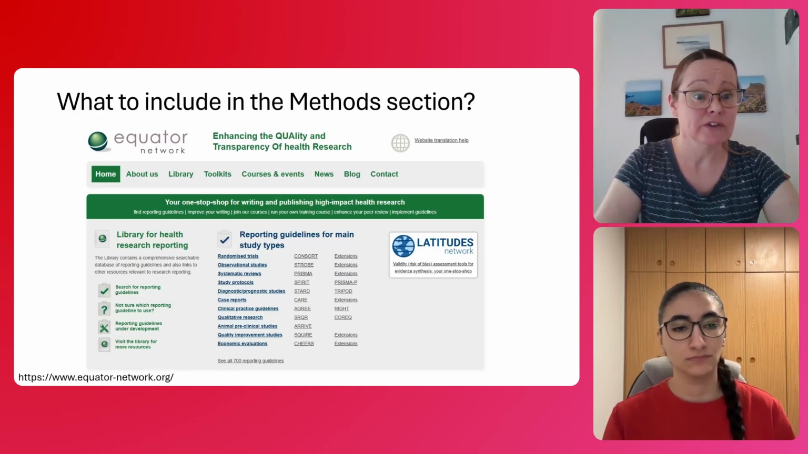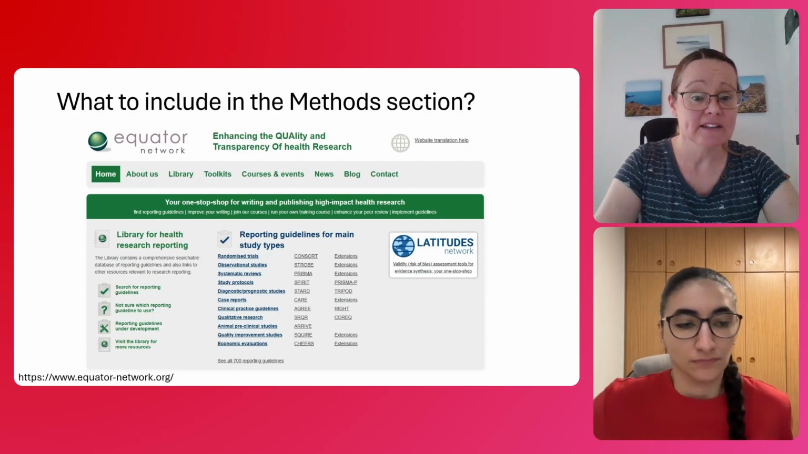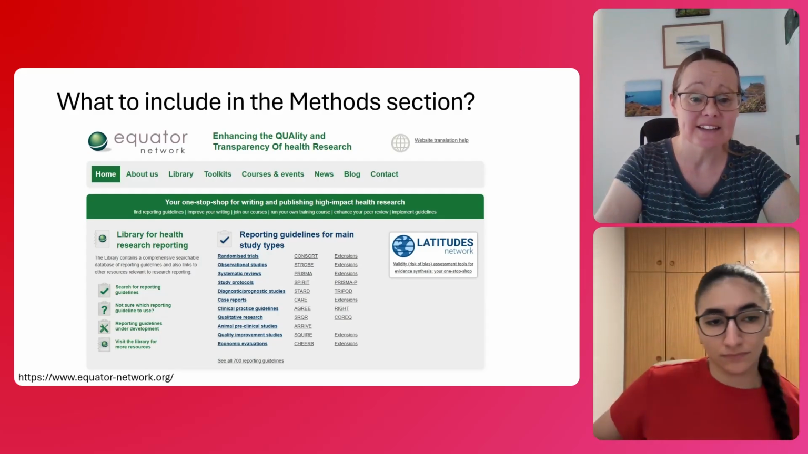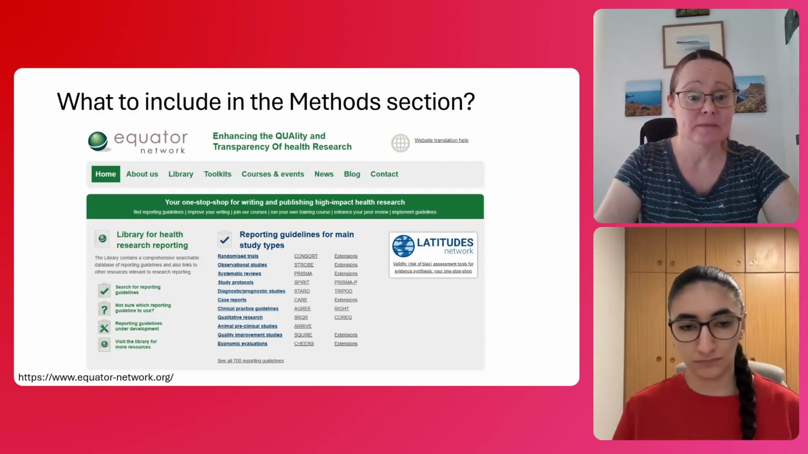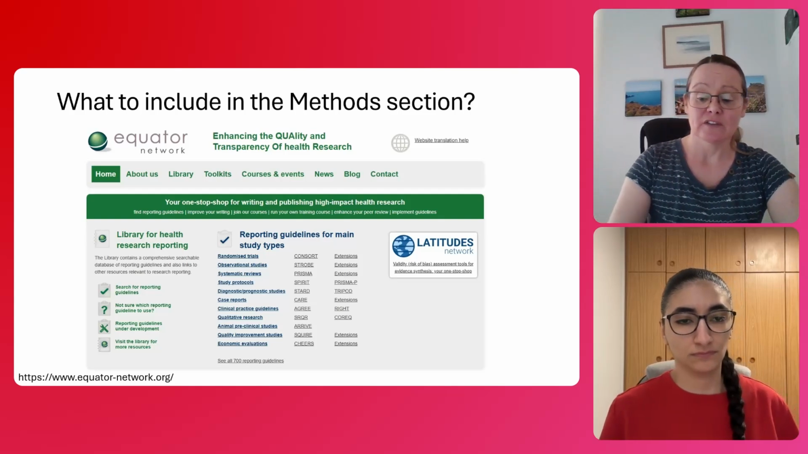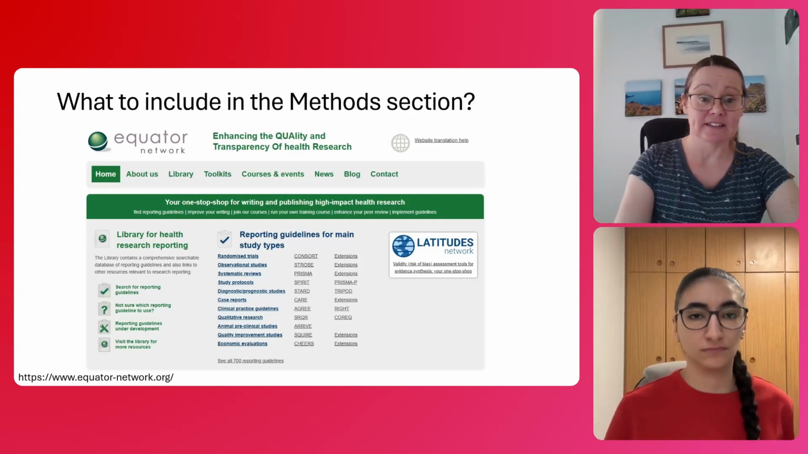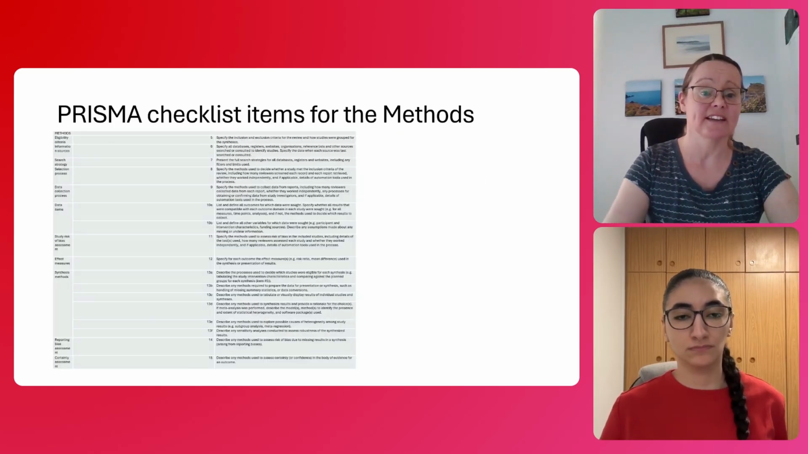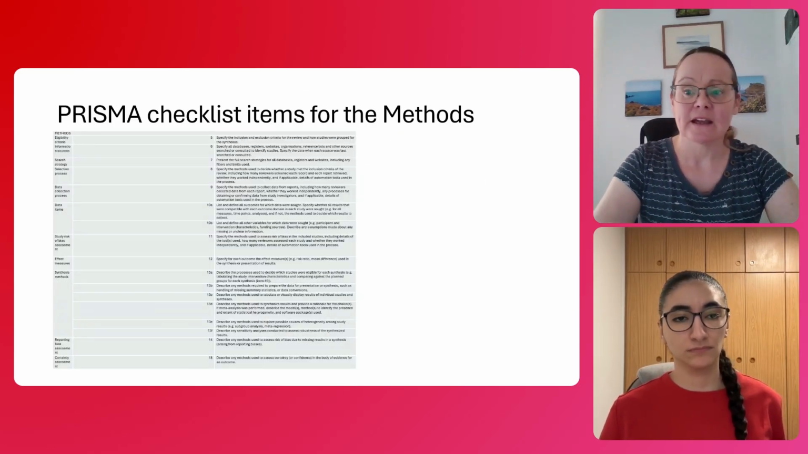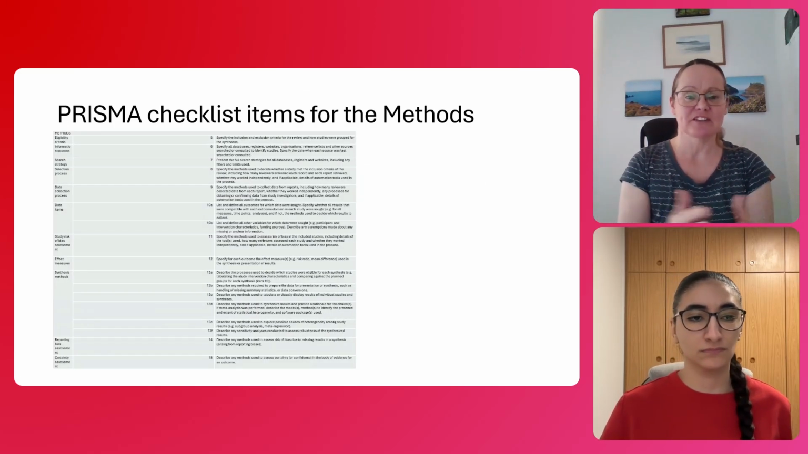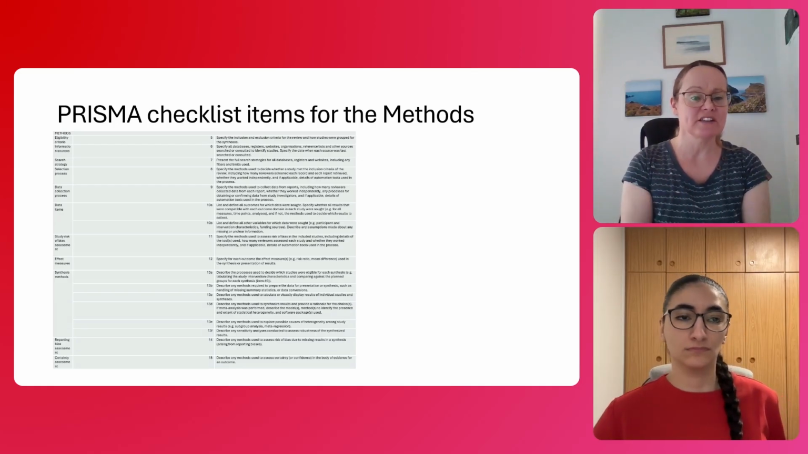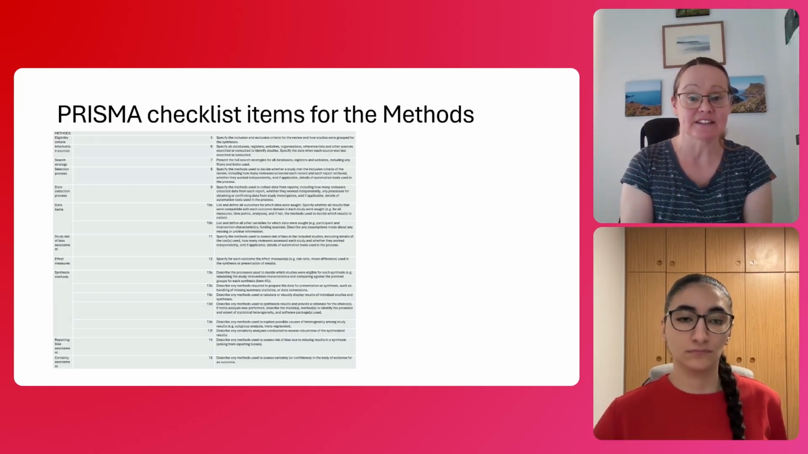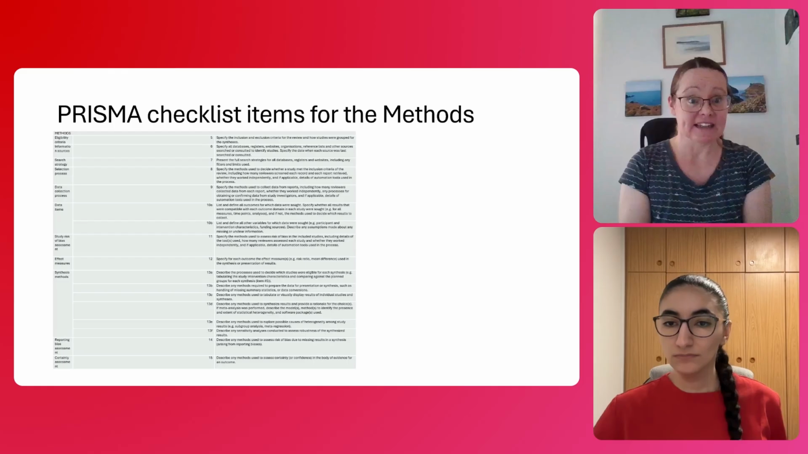So you can go to the Equator Network website, and there you will find detailed guidelines on many different study types that will give you, in many cases, a very detailed checklist. So the text's kind of small. You don't have to read this right now. I just wanted to bring your attention to the level of detail that you can get from these guidelines.